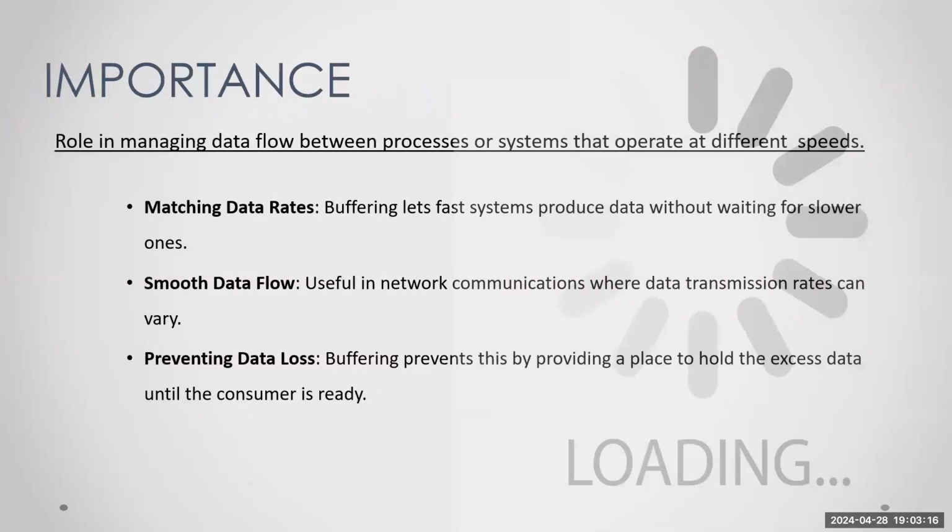So let's come to the importance. Buffering has a role in managing data flow between processes or systems that operate at different speeds, like I said, a printer's speed and the CPU's speed are very different. One of the most important points to note here is matching the data rates. This essentially means that the fast producer system continues producing data without having to wait for a slower consumer system. So the CPU doesn't have to wait for the printer to accept data and print it before it can process the next data.